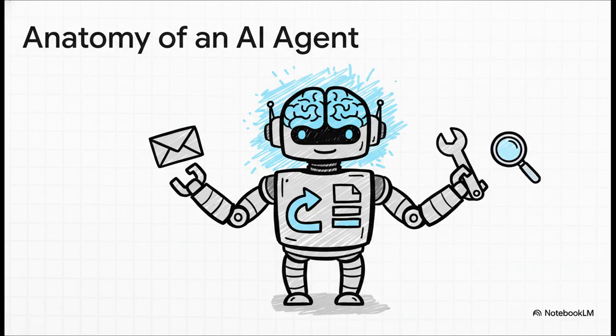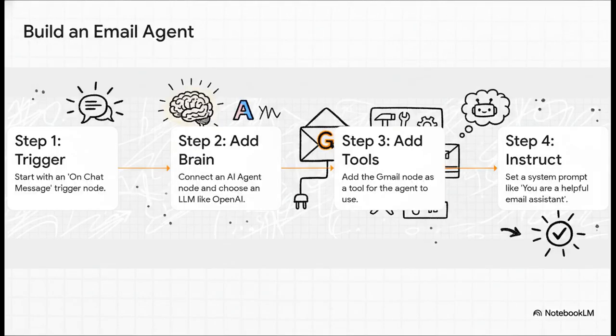These are the apps it can use, like letting it access Gmail or search the web, so the AI can actually do things. So building our first email assistant is the perfect example. Here we go, 4 steps. First, you start with a trigger, something like the on-chat message node, so you can talk to it. Simple enough. Second, you connect the AI agent node, that's the brain, and you pick which LLM you want, maybe an OpenAI model. Third, you give it power. You add the Gmail node as one of its tools. Now it can send emails.